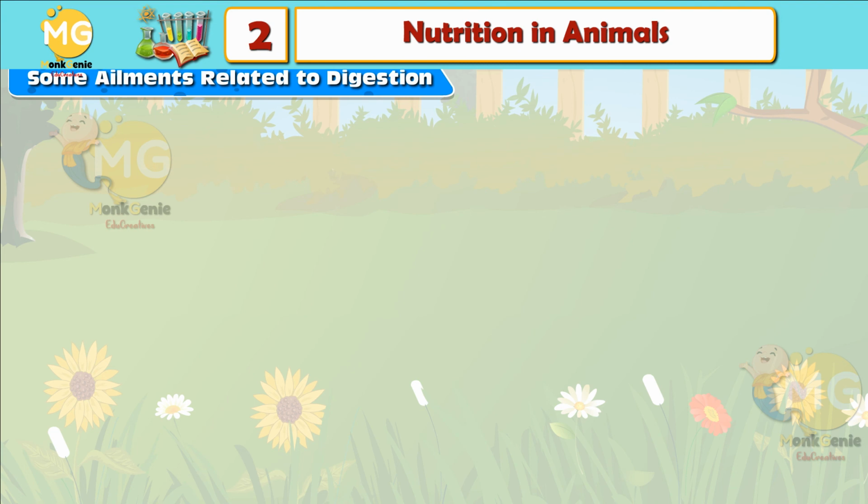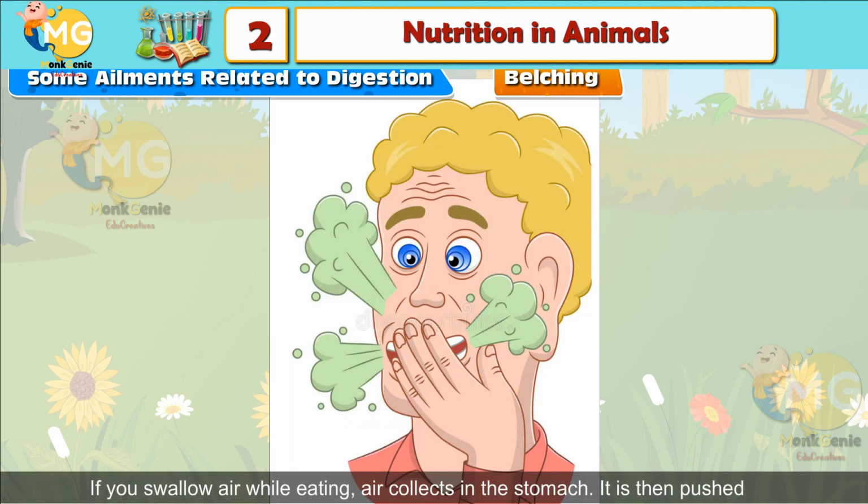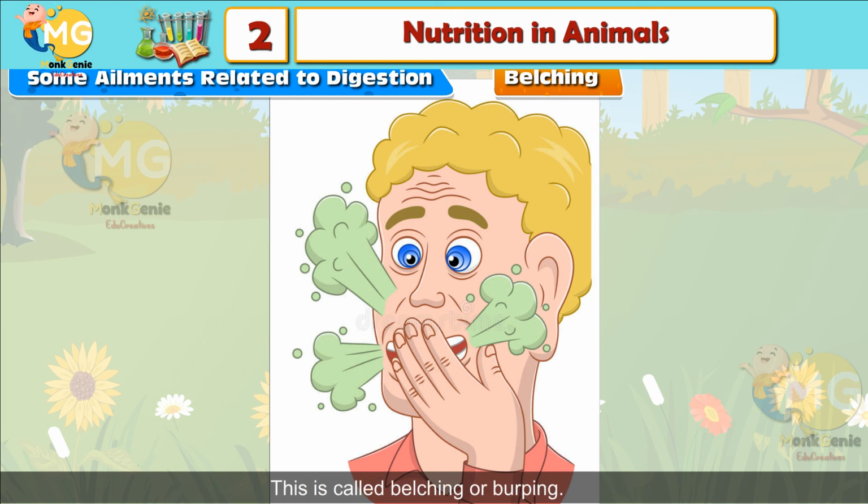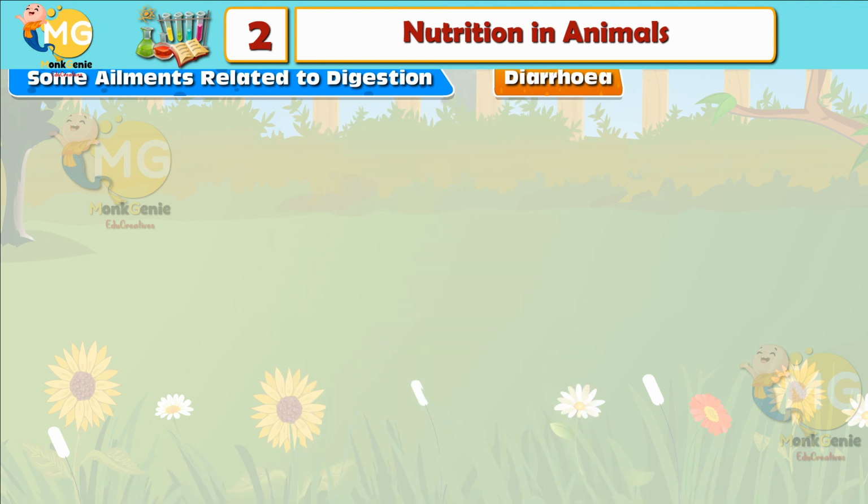Some ailments related to digestion. Belching. If you swallow air while eating, air collects in the stomach. It is then pushed back through the esophagus and quickly comes out of the mouth. This is called belching or burping.